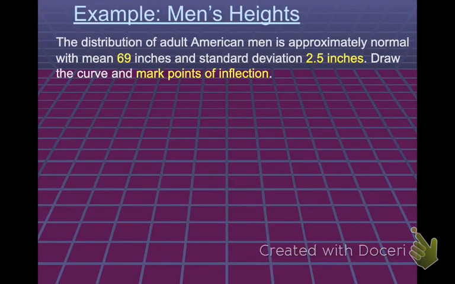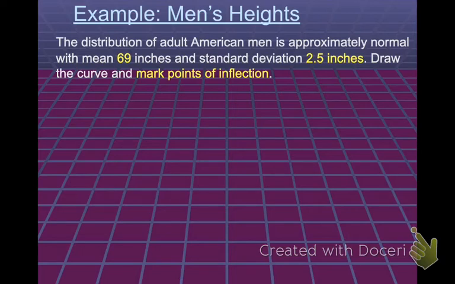So how do we use that? How do we use this information to answer questions and to think about statistics? So we said the distribution of adult American men's height is approximately normal. So you do have to have that phrase. They do have to tell you that the data set is approximately normal. They'll tell you the mean, 69 inches, standard deviation, 2.5 inches.